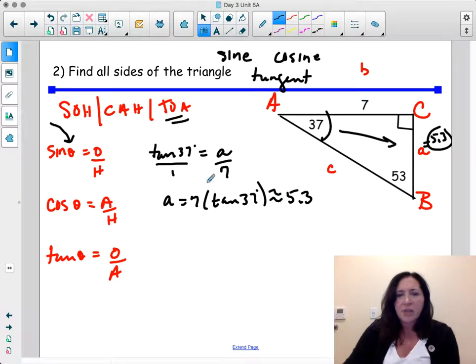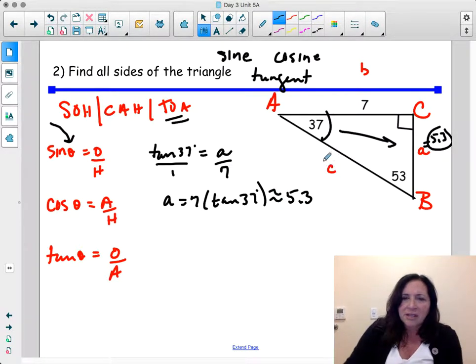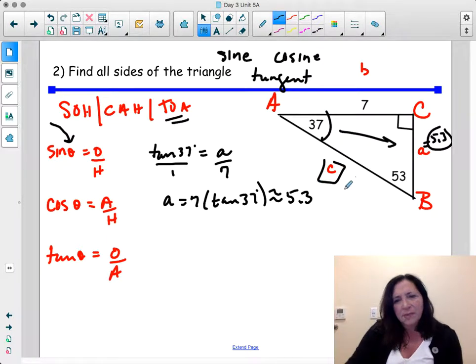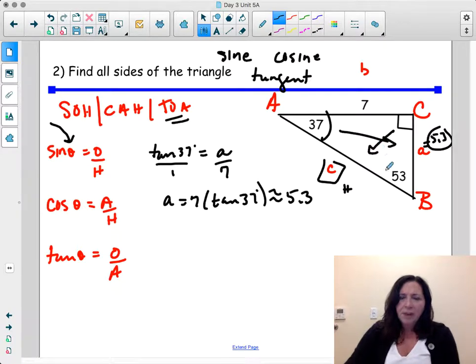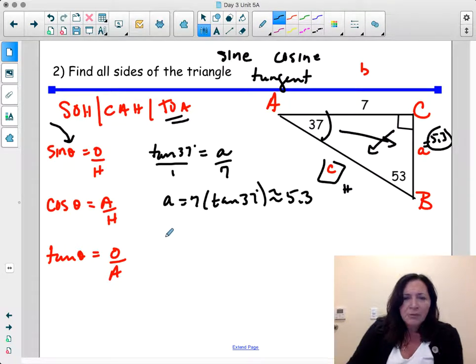It's an approximation. To find little c, okay, in order to find c, that's my hypotenuse. In a right triangle, remember, the hypotenuse is the side opposite the right angle. So to use the hypotenuse, I'm basically going to use either sine or cosine. So I would say, I'm just going to use sine. So I'm going to stay here. I'm just going to keep using angle A.